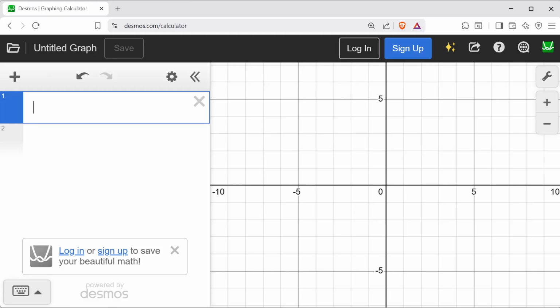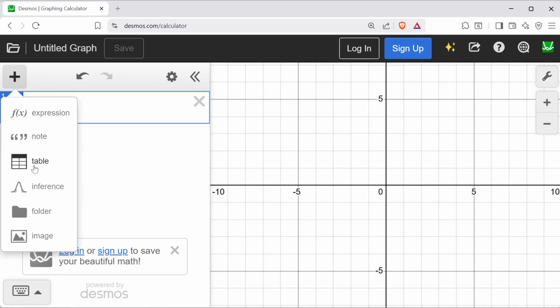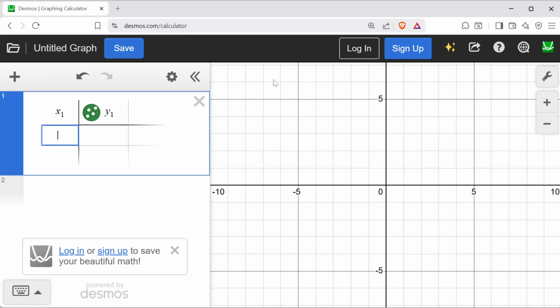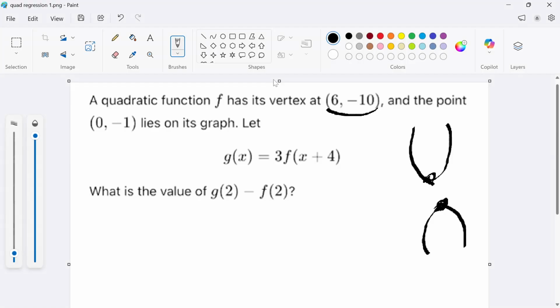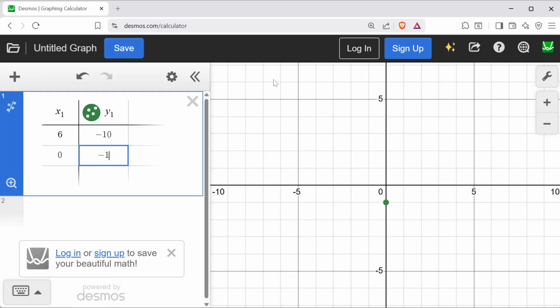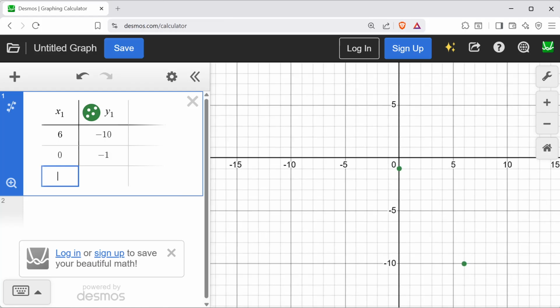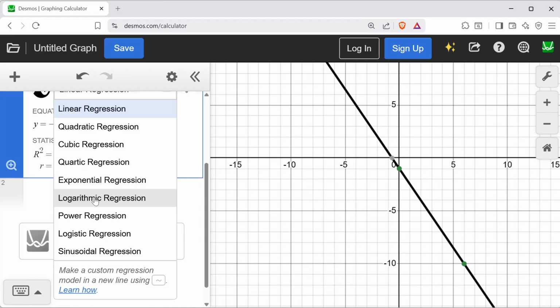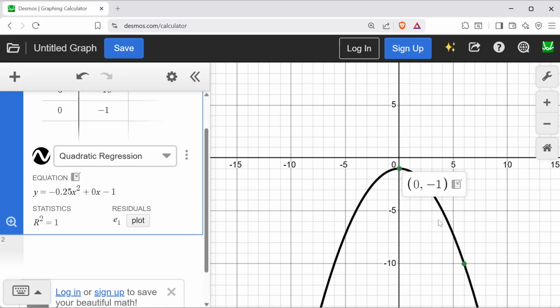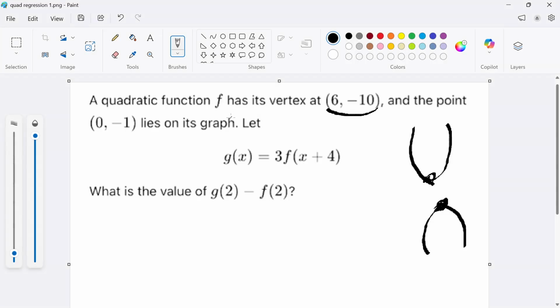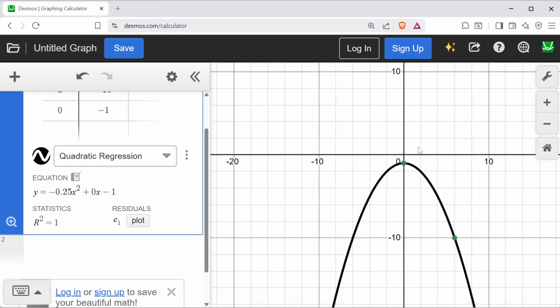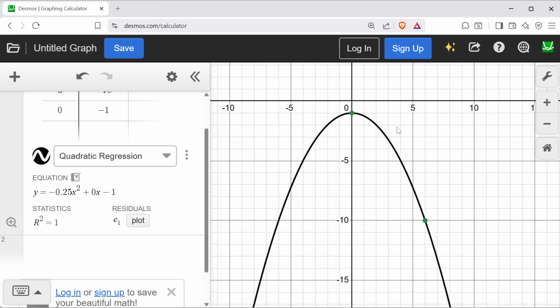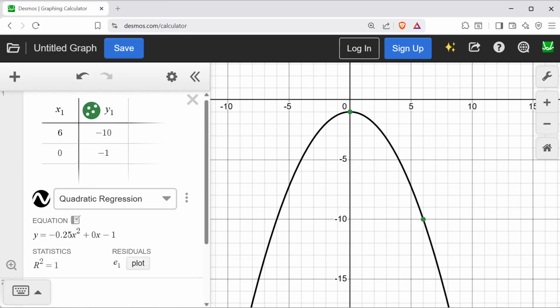All right, it's got 2 points. I'm going to make a table. I can press plus table and make a table that way. And I get 6, negative 10, and 0, negative 1. Now, watch what happens. If I here put in quadratic regression, 6, negative 10 isn't the vertex. What have I done wrong? Well, the problem is that it's only got 2 points, and it can make a lot of different parabolas with 2 points. So I have to do one of 2 things.